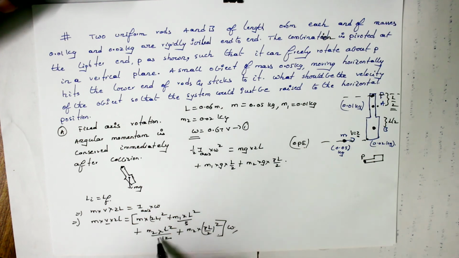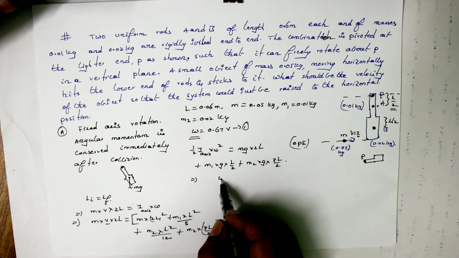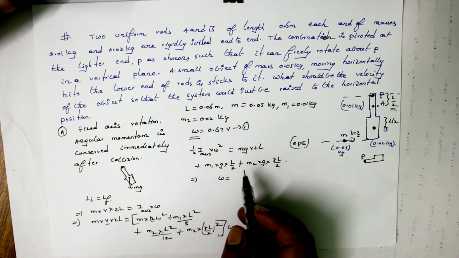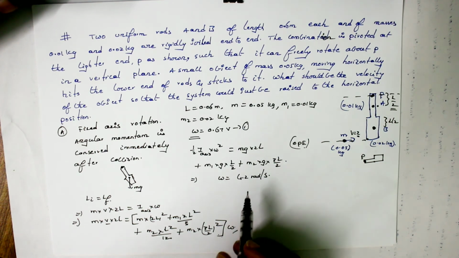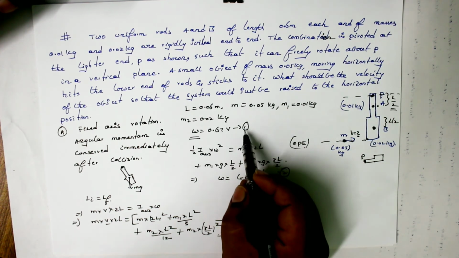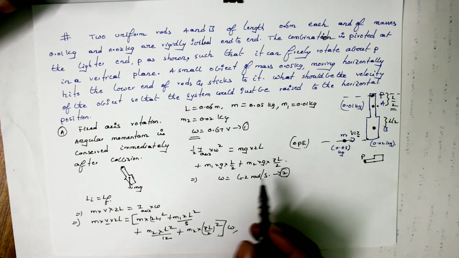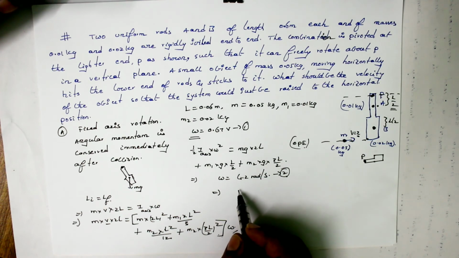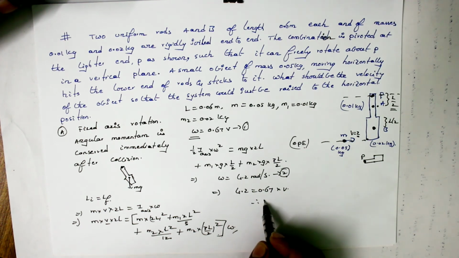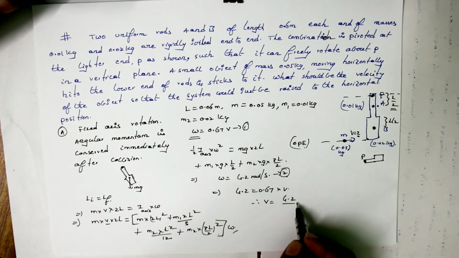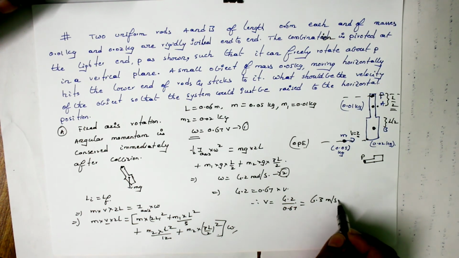I axis we have already calculated by this method. If I substitute all these values, then I get the angular velocity, which is the only unknown quantity, equal to 4.2 radians per second. This is my equation number 2. Already we got equation number 1, and now we have equation number 2, so just equate both of them. 4.2 is equal to 0.67 into V. Therefore V is equal to 4.2 divided by 0.67, which is equal to 6.3 meters per second.